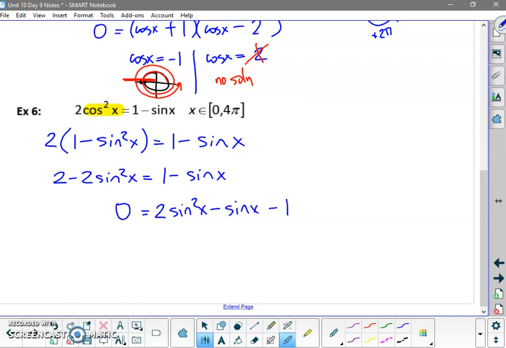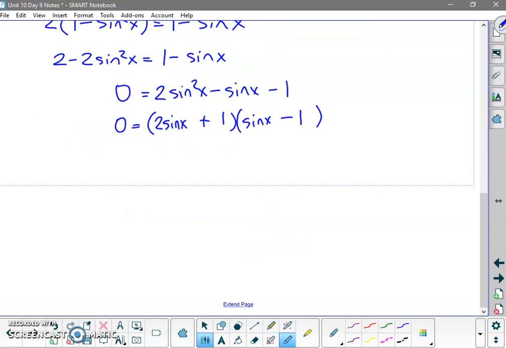So now, no GCF here. I wish I could divide off a 2, but I can't. So I'm just going to have to factor this with a leading coefficient. Well, it's really not that bad. That's going to be 2 sine x and sine x. Factors of 1 are just 1 and 1. Signs are different. Your middle term is negative, so you have to multiply the 2 times the negative 1, and then that's going to be positive.